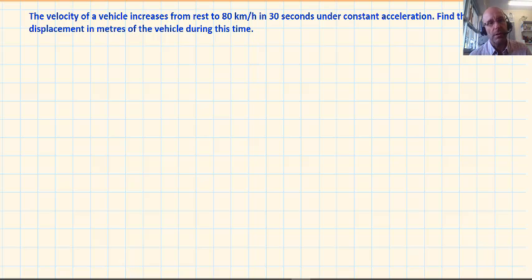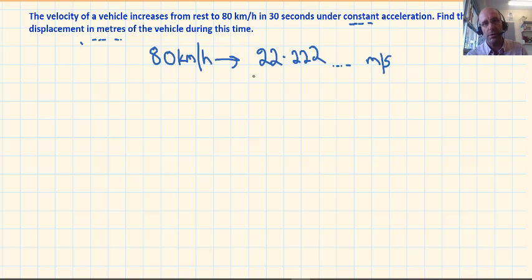The velocity of a vehicle increases from rest to 80 km per hour in 30 seconds under constant acceleration. So we then have to find the displacement in meters of the vehicle during this time. So the displacement is to do with its change in position, and it suggests in a particular direction. Because the required answer is in meters, I'm going to convert 80 kilometers per hour to meters per second first. So that's 22.2 recurring meters per second, or 22 2/9 meters per second.